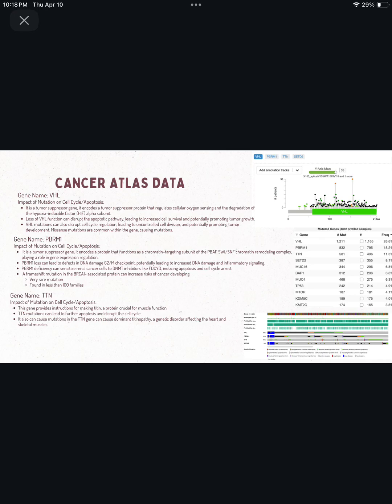A frameshift mutation in the BRCA1 associated protein can increase the risk of cancer developing. Fun fact, less than 100 families in this world have this kind of mutation, making it very rare. The next gene is TTN. This mutation essentially furthers apoptosis and disrupts the cell cycle. It can also cause mutations in the TTN gene that can cause dominant tendinopathy, which is a genetic disorder that affects the heart and skeletal muscles.